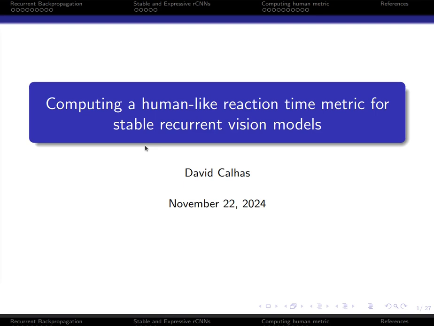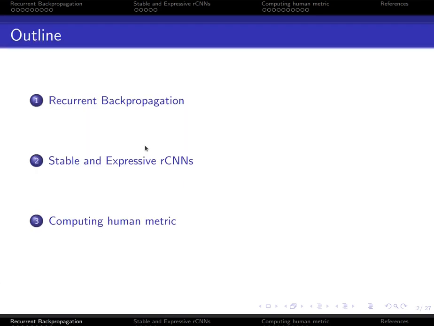In this presentation I'll be going through, first, what is recurrent backpropagation. These are two papers: the original one and one that is reviving recurrent backpropagation by Liao. Then stable and expressive recurrent CNNs, and finally computing a human-like metric. I've divided this presentation like this because the computing a human-like metric paper has multiple methods that come from previous studies, and I think it's important to understand those first.